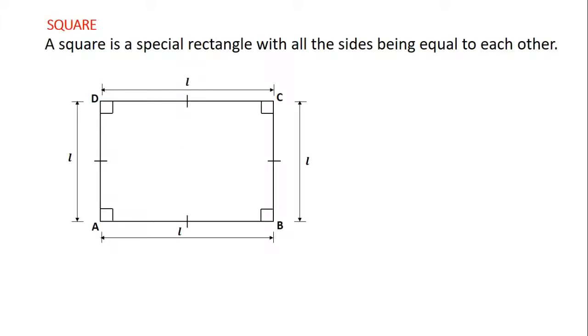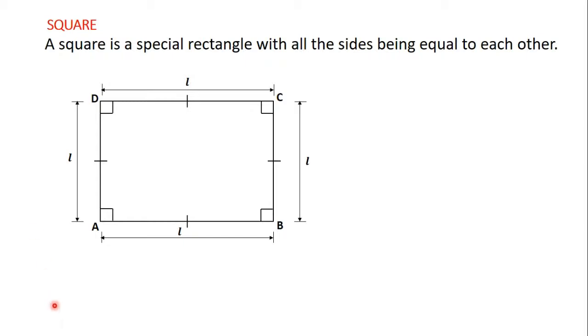We are still on the topic mensuration. In the previous video, we learned how to find the area and perimeter of a rectangle. In this video, we are going to consider a square and how to find the area and perimeter of a square. A square is a special rectangle with all the sides being equal to each other.